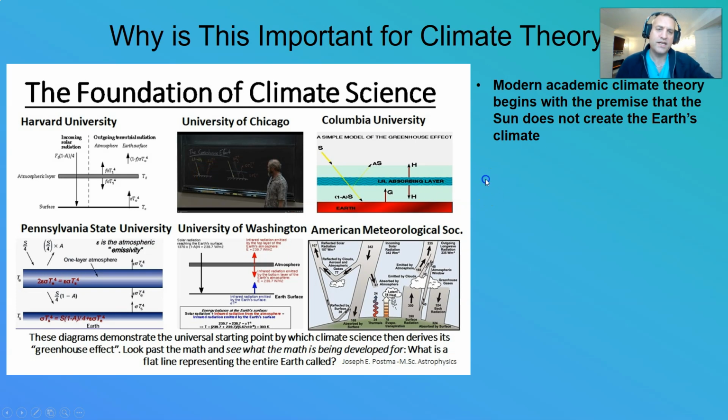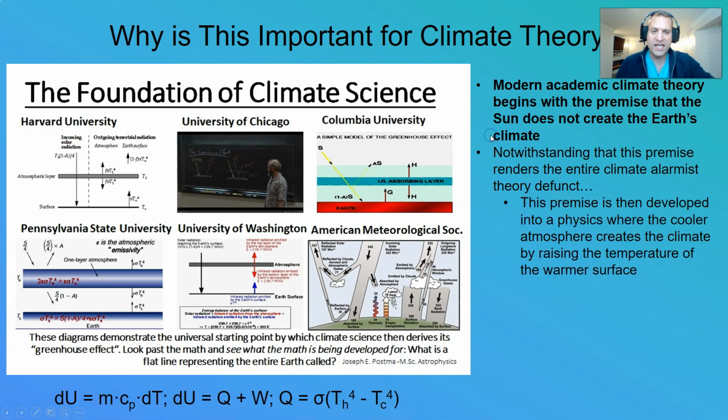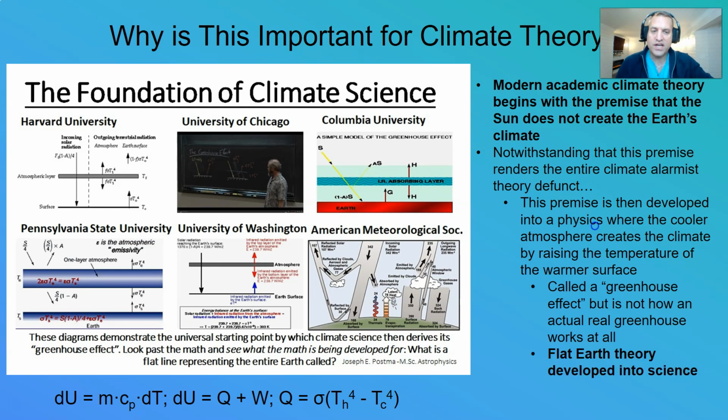Okay? So, notwithstanding that this premise renders the entire climate alarmist theory ridiculous and defunct, because you're starting with flat Earth theory, and you're starting with saying that the sun can't heat the Earth. But because they start with flat Earth theory, where the sun cannot heat the Earth, they then develop this into a new physics, where they say that the cooler atmosphere therefore creates the climate and warms the Earth by raising the temperature of the warmer surface. And they call this a greenhouse effect, even though it's not how an actual real greenhouse works at all. A real greenhouse works by stopping convection.